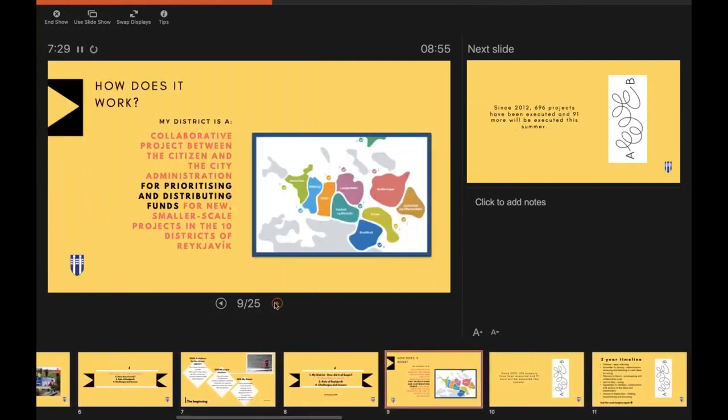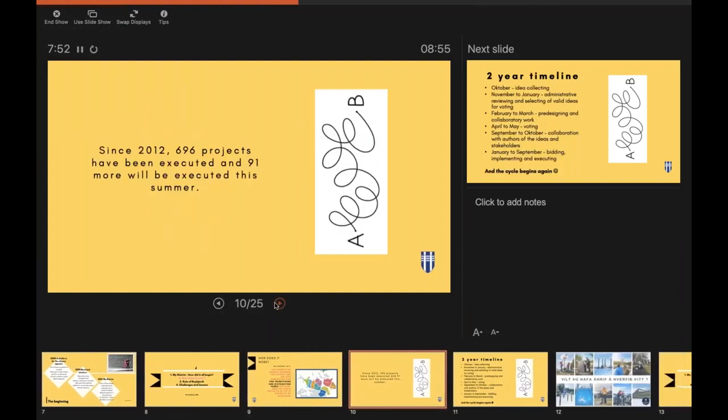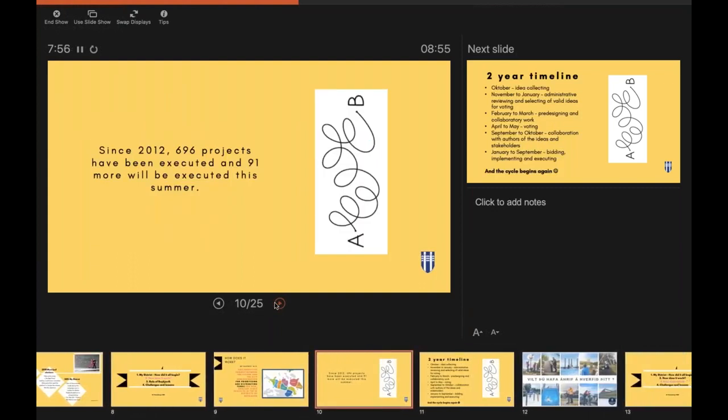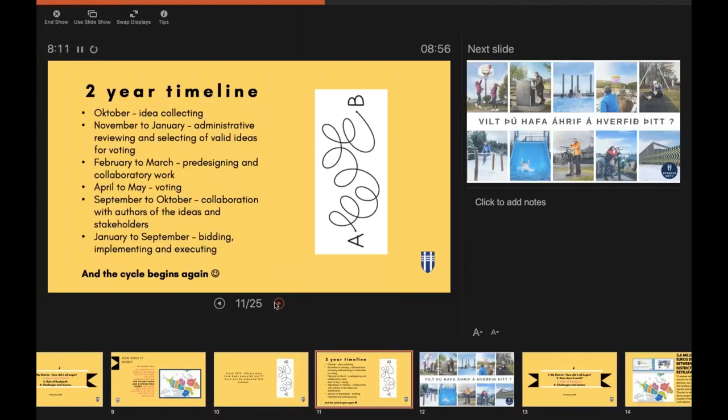So how does it work? It is a collaborative project between the city, the city administration and the citizens. It's prioritizing and distributing funds for new smaller scale projects in the 10 districts of Reykjavík. There you can see how the districts divide between the city. Since 2012, we have executed 696 projects, and 91 more projects will be executed this summer. We have a new timeline where we will start in October this year collecting ideas. November to January, we have the administrative reviewing and selecting of valid ideas for voting.